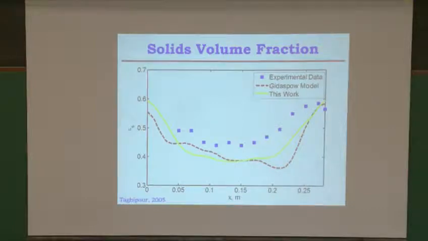Okay, so what happens then? The reason why we picked that one is because this is a system where data is available for the solids volume fraction as a function of distance, or axial coordinate. So what you see here is the solids volume fraction. Here's the experimental data, the dashed red line is the solids volume fraction that would be predicted by the Gidaspow model, and the green line is the one that we predicted from this work. So you see, it does give a slight improvement over the Gidaspow model for the data. So it's a step we believe in the right direction.